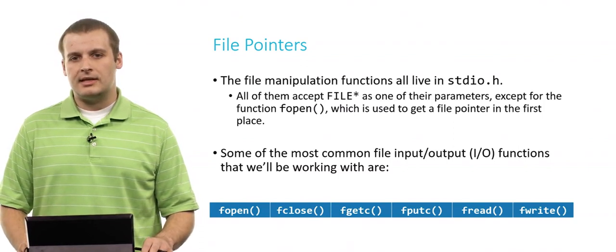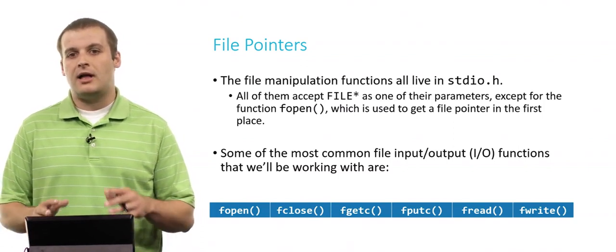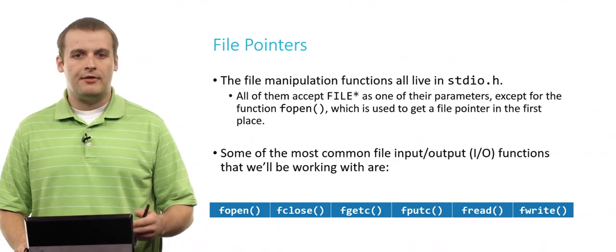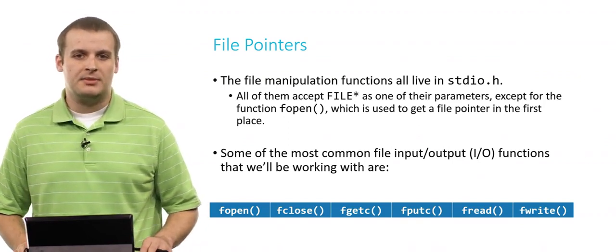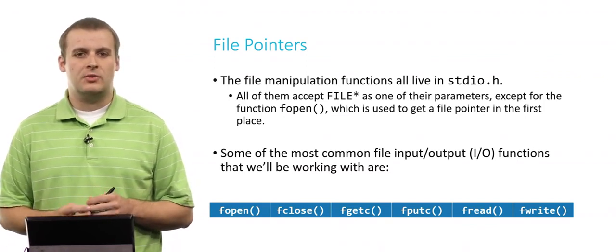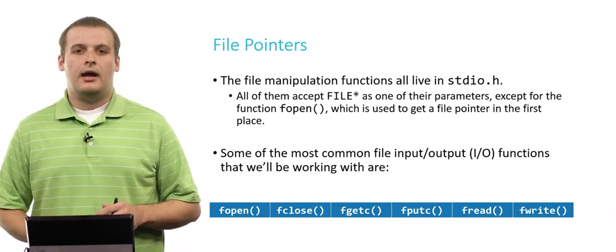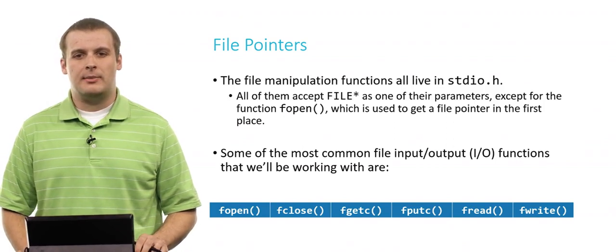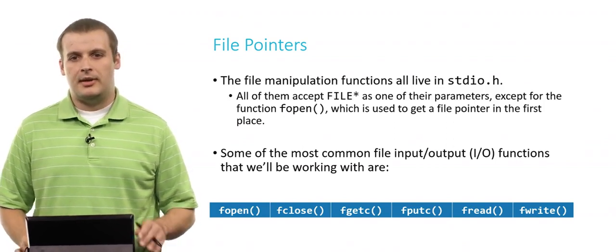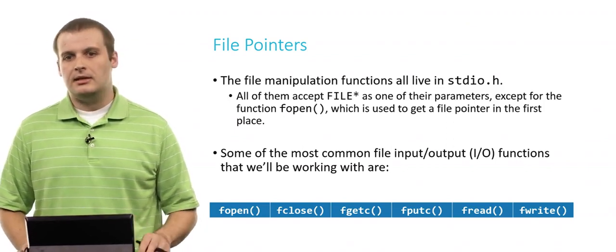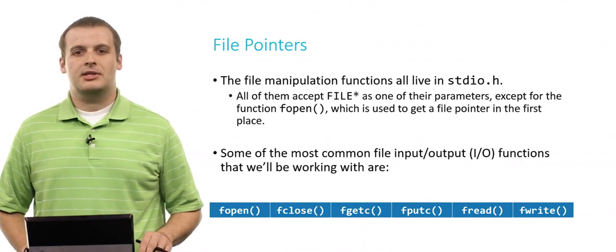Now, every single file I/O, input-output function, accepts as one of its parameters or inputs a file pointer, except for one, fopen, which is what you use to get a file pointer in the first place. But after you've opened a file and you get file pointers, you can then pass them as arguments to the various functions we're going to talk about today, as well as many others, so that you can work with files. So there are 6 pretty common basic ones that we're going to talk about today. fopen and its companion function fclose, fgetc and its companion function fputc, and fread and its companion function fwrite.